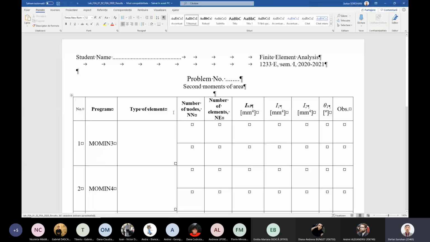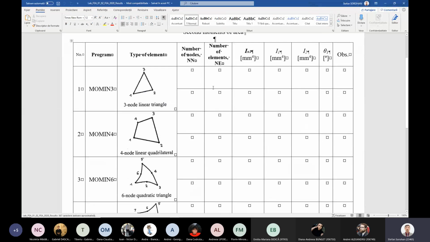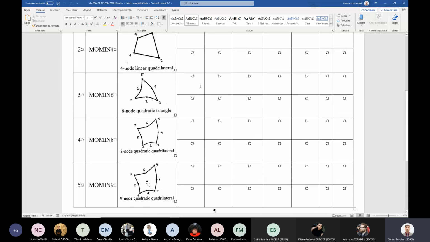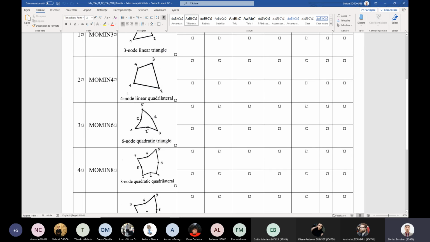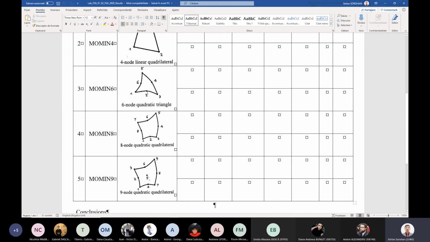The lab must be solved, and the results will be filled in this table. As you can see, for this problem, moment 3, we must use this kind of triangle. For moment 4, we have quadrilaterals. For moment 6, we have triangles with curved lines, with more nodes. These numbers here mean the node numbers.